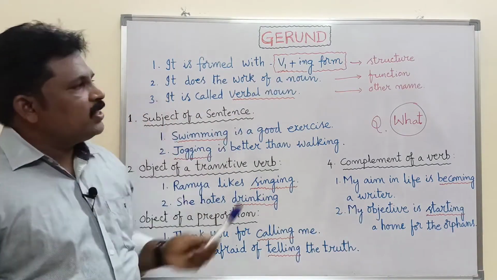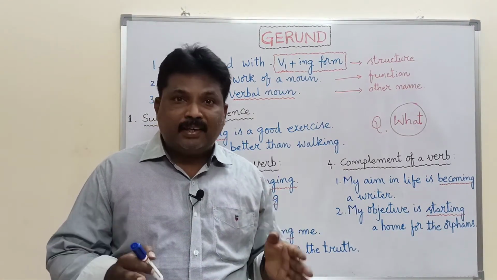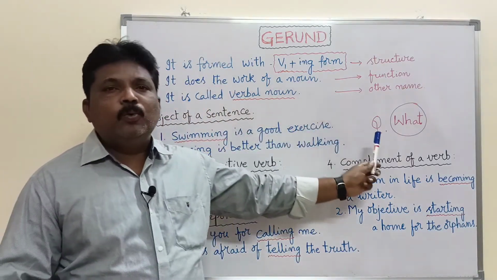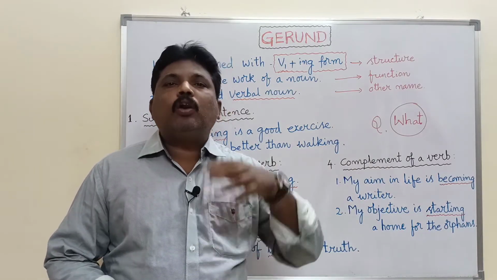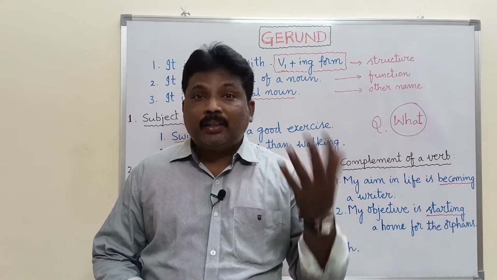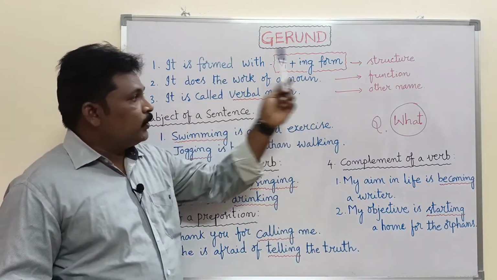Second one, what is the function of the gerund? The function of the gerund in sentences is that it does the work of a noun. It plays the role of a noun. We know the role of a noun in sentences, where the noun is used. So it does the work of a noun. That is the second one.